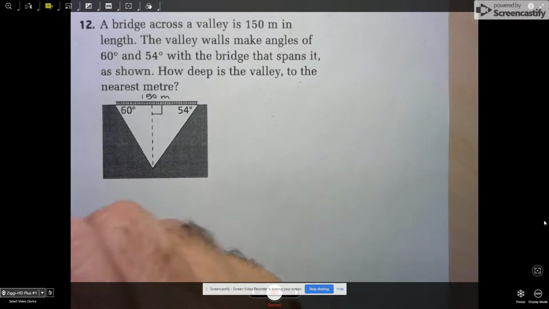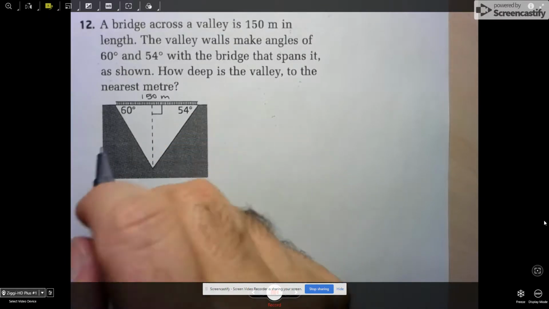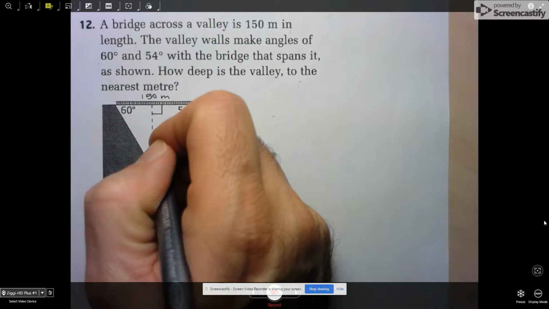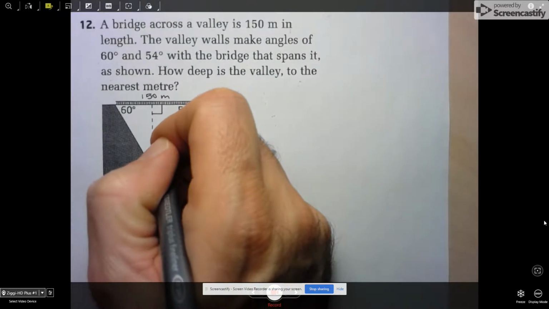All right, they tell us that these angles are made, I guess, to the bottom of the valley, and they want us to know how deep the valley is to the nearest meter. So let's first of all indicate what we're looking for. We're looking for this depth here, so I'll call that D.